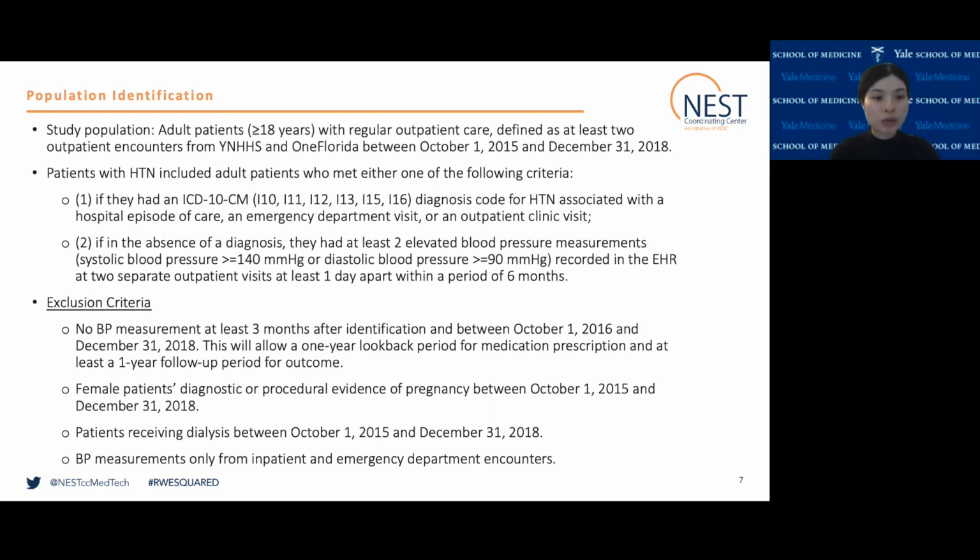We have several exclusion criteria. We exclude patients with no blood pressure measurement at least 3 months after the identification and between October 1st, 2016 and December 31st, 2018. We use this criterion to allow a 1-year look-back period for the medication prescription and at least a 1-year follow-up period for the outcome. We also exclude female patients who are pregnant and patients receiving dialysis during the study period. Finally, we exclude blood pressure measurements only from inpatient and ED visits.